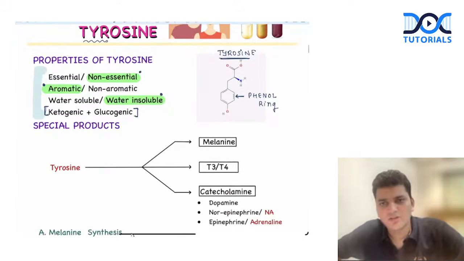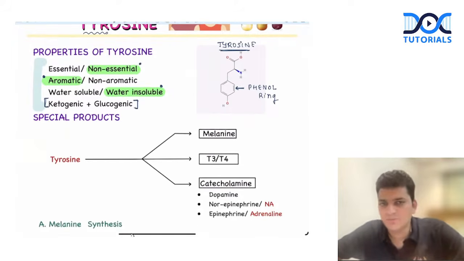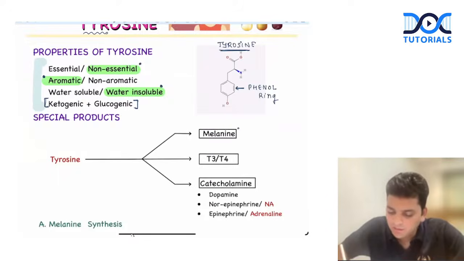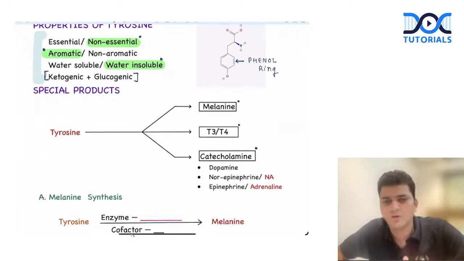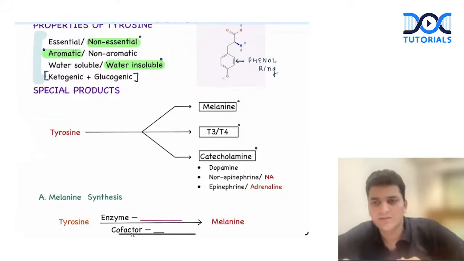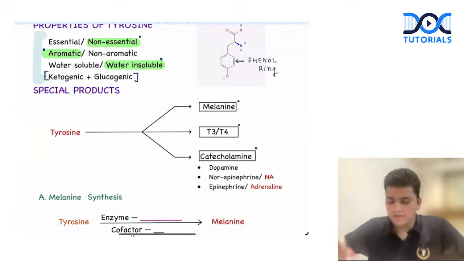What are the special products we are making from tyrosine? There are 3 special products we are making. One is melanin, that is deciding the color of the skin. The second is the thyroid hormone, T3, T4, and the last is the catecholamines, such as dopamine, norepinephrine, epinephrine. This is what we are making from tyrosine. So these are the 3 special products that we make from tyrosine. And whenever there's a combination of 3, it's a potential exam question.